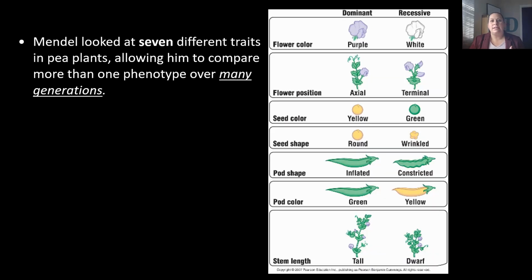So Mendel looked at 7 different traits in his pea plants, allowing him to compare more than one phenotype over many generations. And these were the different traits he was looking at: flower color, flower position, seed color, as well as seed shape, the pod shape, as well as the pod color, and even the stem length. Okay, and this is where he ended up getting a lot of his information. And he was able to determine which traits were what we call dominant and which traits we call recessive.